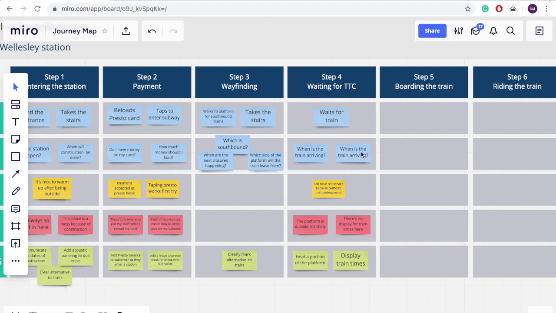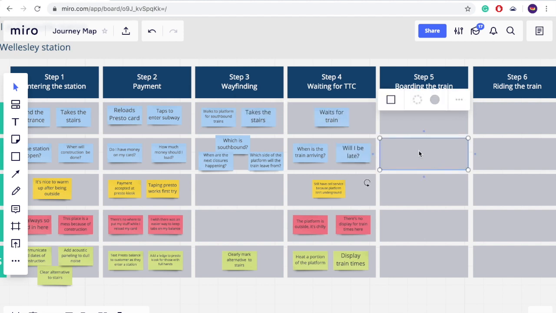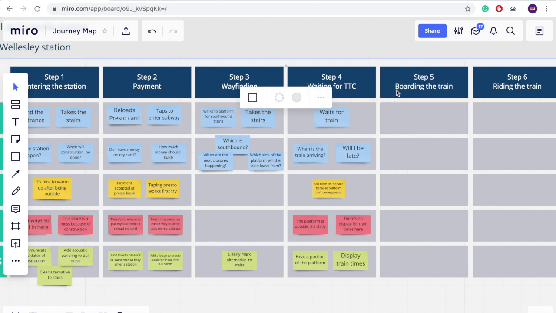So the questions they're asking is, when is the train coming? And this one is supposed to be, will I be late? Which is what you're often wondering on the TTC. The happy points of being on this platform is that it's above ground, so you still have cell service, which means you can still text, which is convenient. The pain point of that obviously being it's outside, so you are exposed to the weather, whatever that might be. And there is also no display time anywhere of when the next train is coming, which can be frustrating.